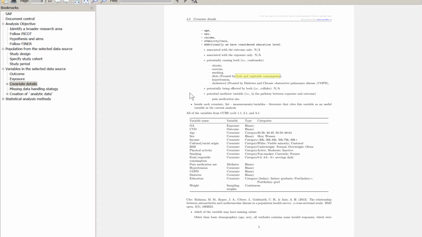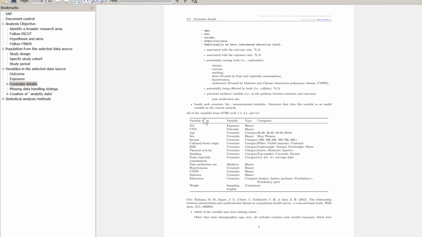In the same way, I have also tried to identify whether there was any mediator variable and things like that. Of course, whether a variable is a mediator or not cannot be verified from a cross-sectional study. This has to come from subject area knowledge. So if you are familiar with cardiovascular disease and osteoarthritis, this is something you probably would know.